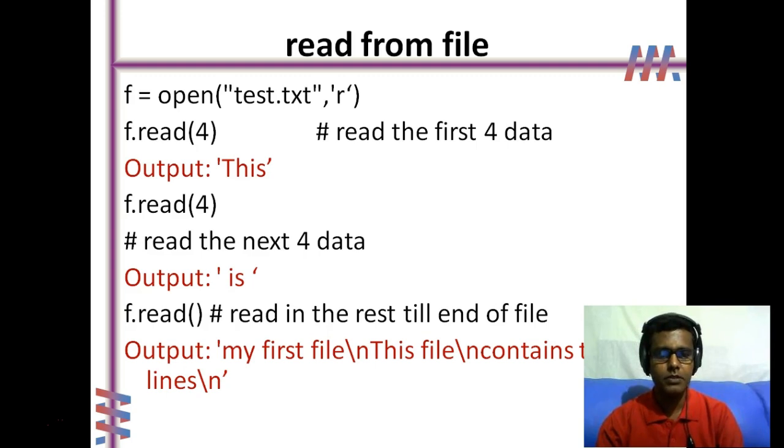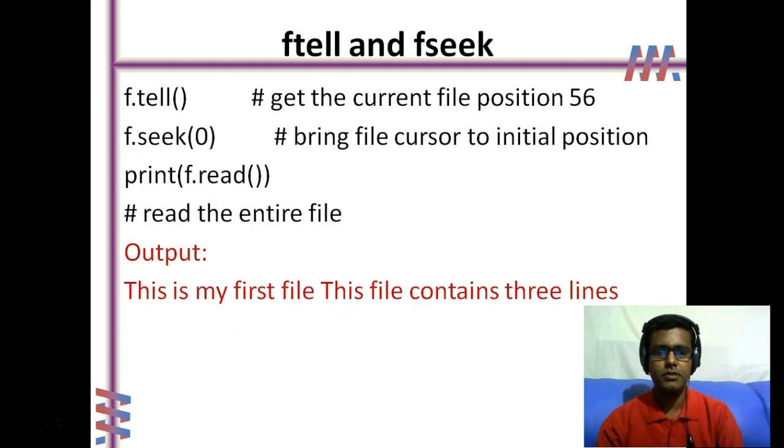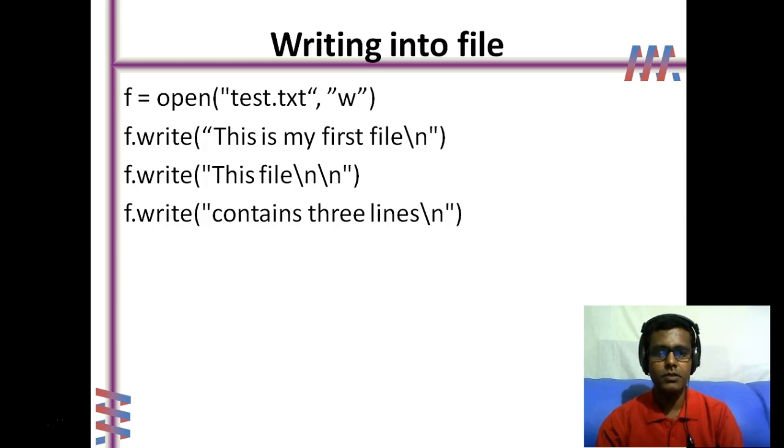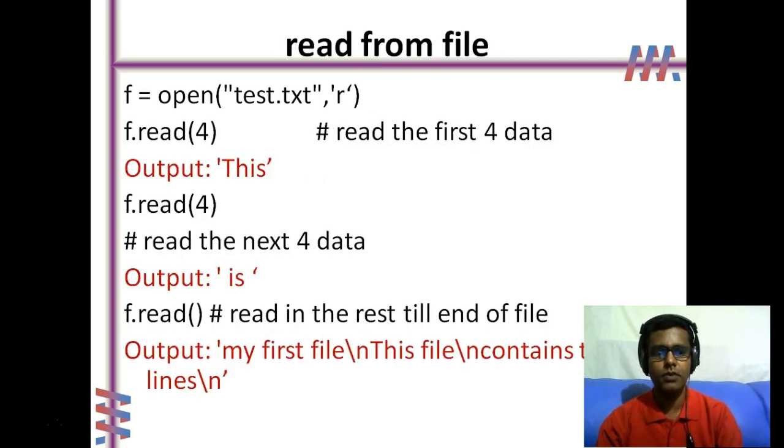So my output is space, I, S, then space. That is my output. This is the first 4 letters, then the next 4 letters: space, I, S, then space. So that will read the next 4 data.